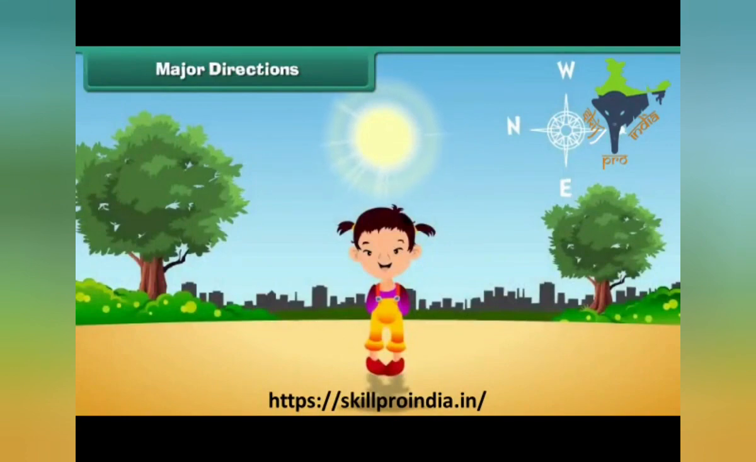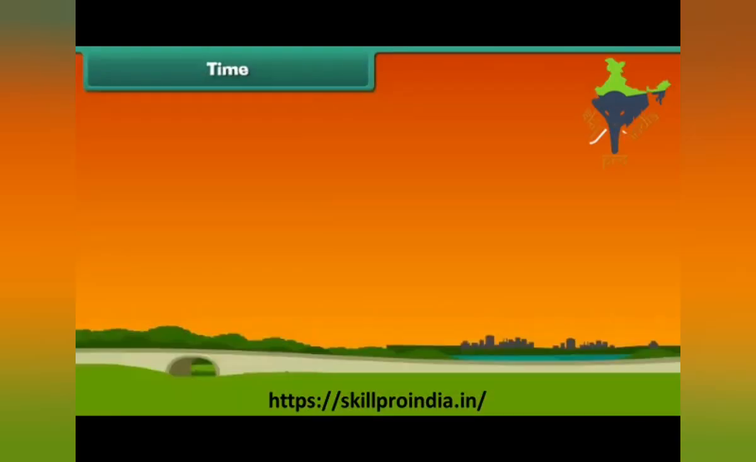This is Jivika. She is standing with the sun behind her. You know that the sun rises in the east. Therefore, east is behind Jivika. It means west is in front of her. North lies to her right. South lies to her left.